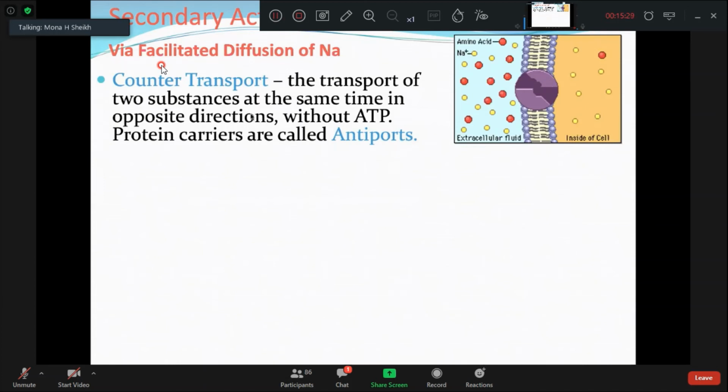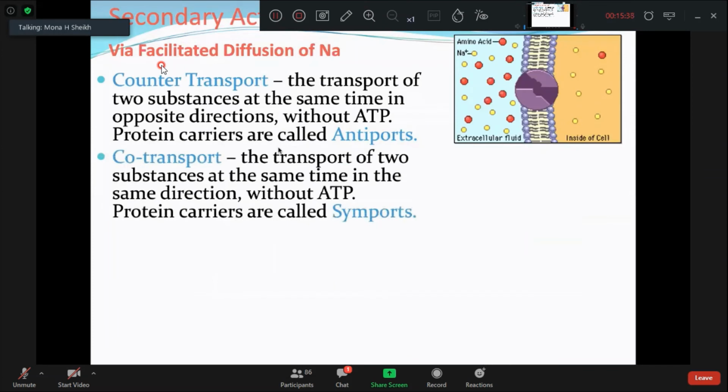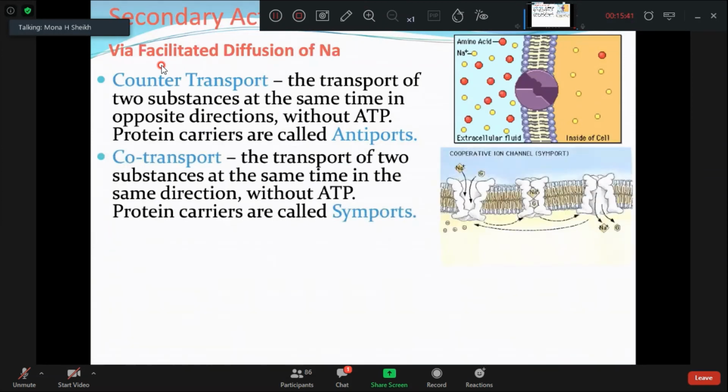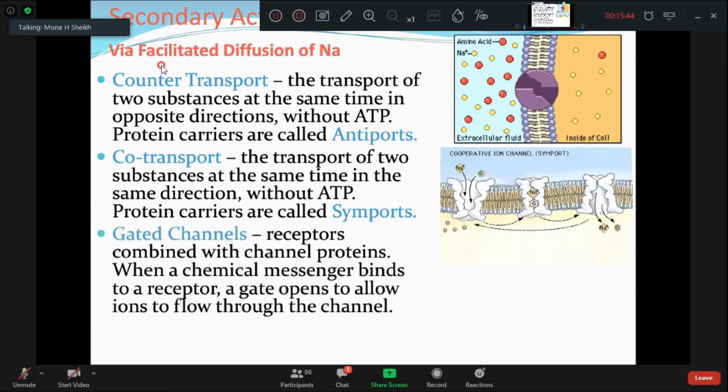Okay, so the transport of two substances at the same time in opposite direction is called antiport. We don't require ATP, but it depends on the ATP produced by the primary active transport. There will be a better slide, and I'll give you also a question maybe to answer. So I have counter transport, I have co-transport, where both are going in the same direction, like this one. Sodium and glucose, a very good example. In the gut, when we take the food, the sodium and glucose are being absorbed together. We call this co-transport because they are going in the same direction. This one was counter transport, they're going in opposite direction.